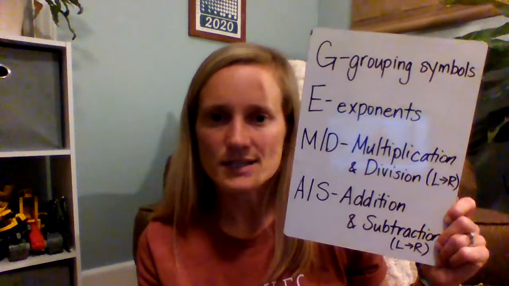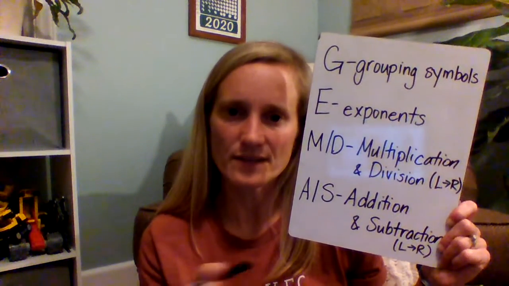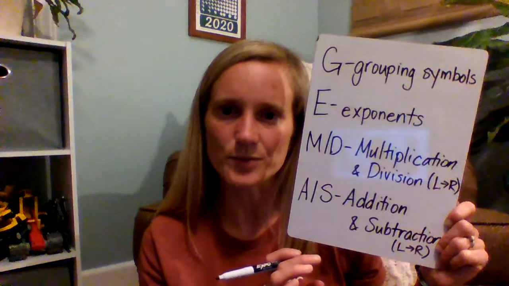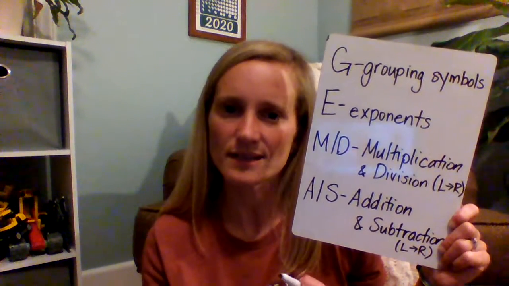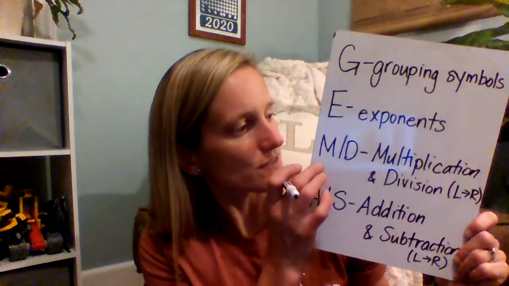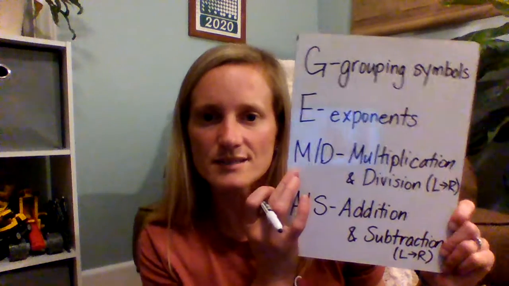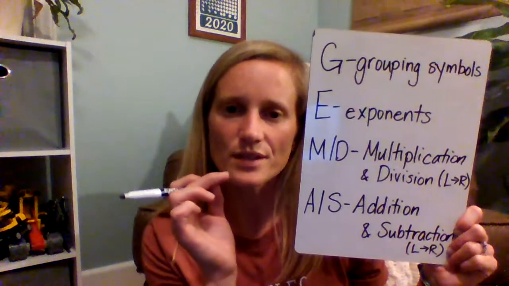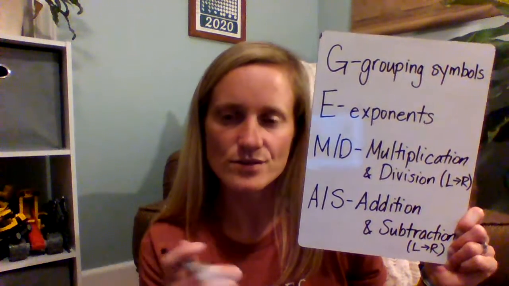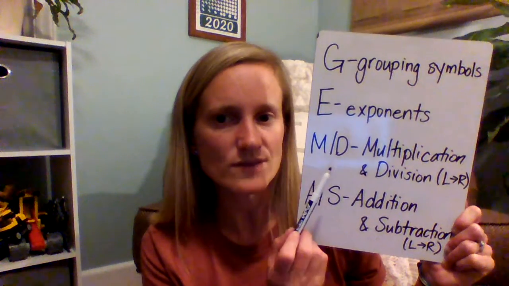E stands for exponents. So after you've simplified everything that's in those parentheses or other grouping symbols, next you're going to want to take care of any exponents. You're going to want to simplify anything that has an exponent and get the exponents out of there. After you've done that, then you can work on anything that has multiplication and division. Now, multiplication and division, neither one of those ranks higher than the other. So when you see multiplication and division in a problem, you always just work through the problem from left to right. That's what the L to R means.